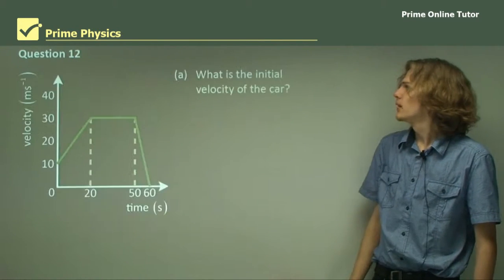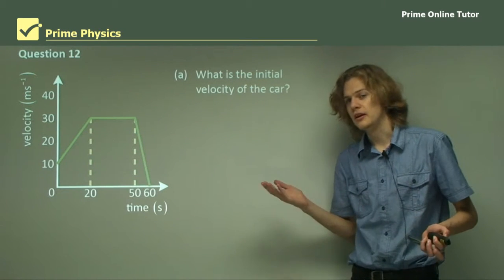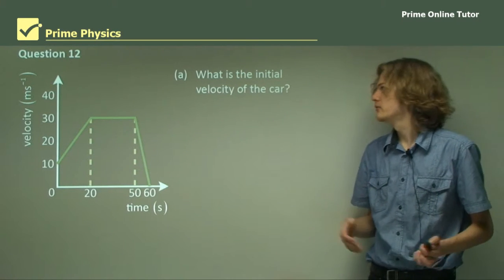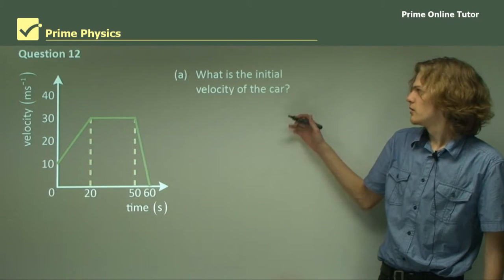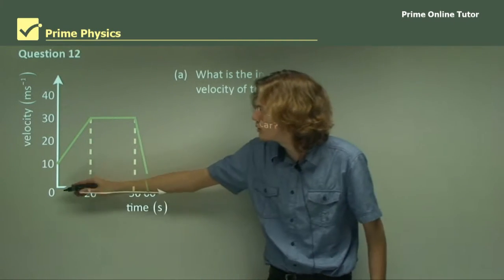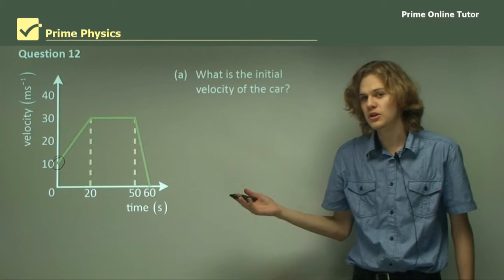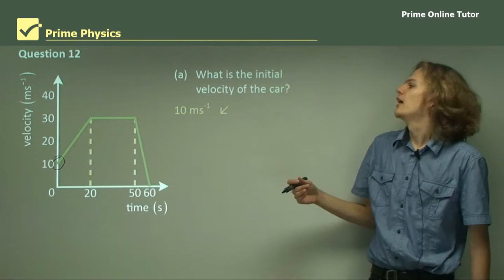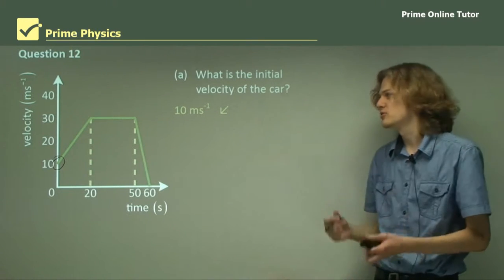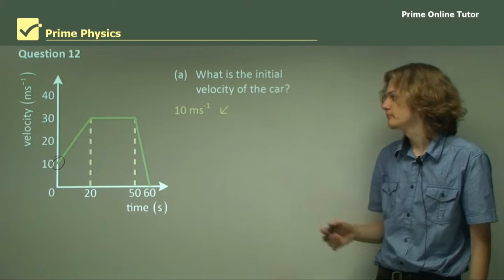Finally, question 12. And we have a multi-part question here with this velocity time graph. What is the velocity of the car at the start? So initial means that we're looking at time equals 0. At time equals 0, we can see that our green line here starts at 10 meters per second. And so we assume that our velocity is in the same direction that the car is moving, so we can say forward. And because that's fairly obvious, we don't need to include a direction here.